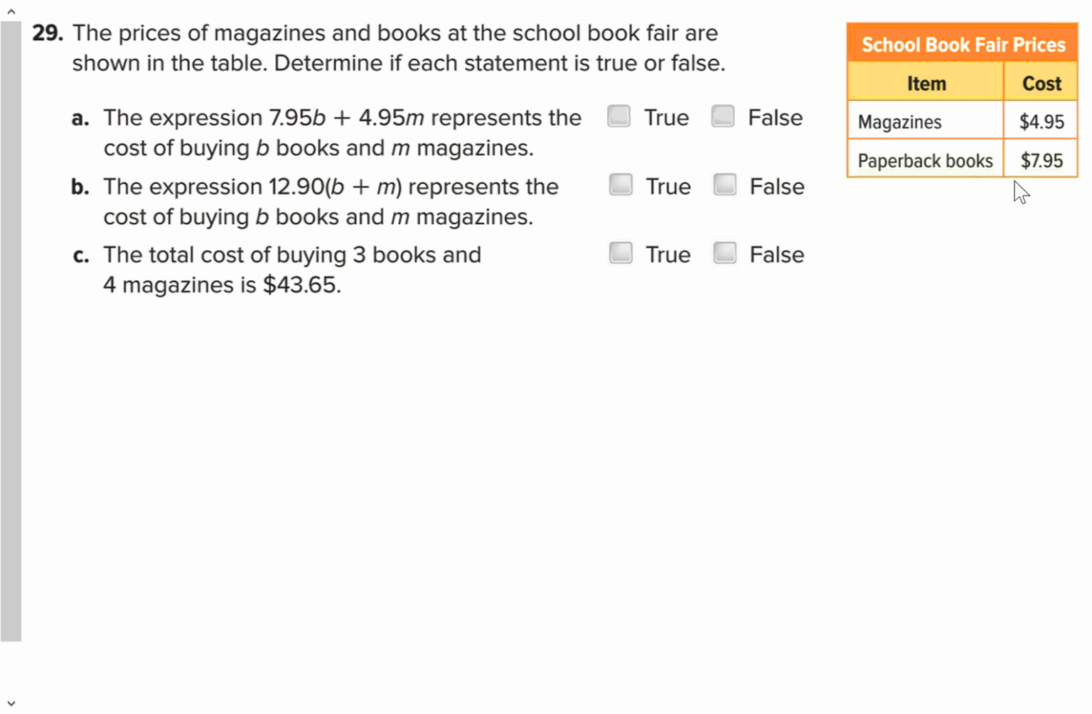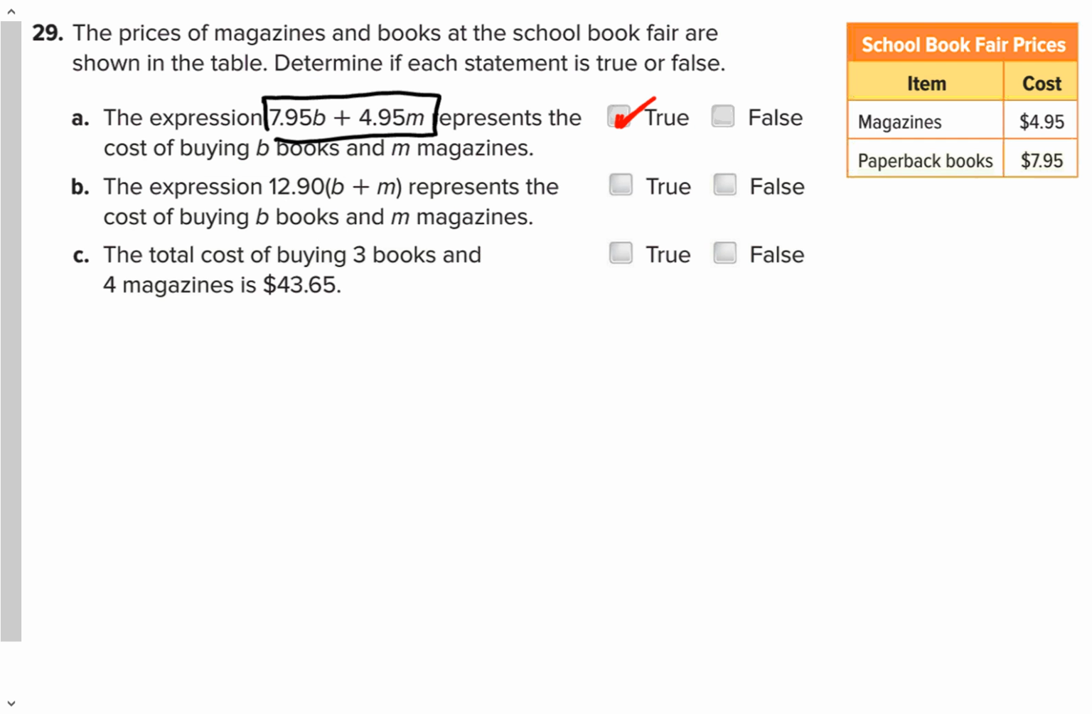All right, and here's our last example. The prices of magazines and books at the school book fair are shown in the table. Determine if each statement is true or false. So does the expression 7.95b plus 4.95m represent the cost of buying books and magazines? Well, 7.95 is the price of books, so we'd multiply that by the number of books, and 4.95 is the price of magazines, so that would be true.